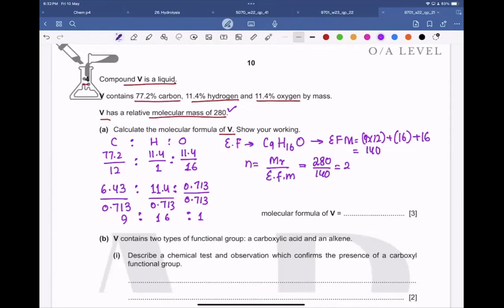It means that the molecular formula is going to be C9H16O times 2. So when I multiply it, the carbons are going to be 18, the hydrogens are going to be 32, and oxygen is going to be 2. Is this understandable to all of you? If any one of you has any question, any query regarding this, please ask.